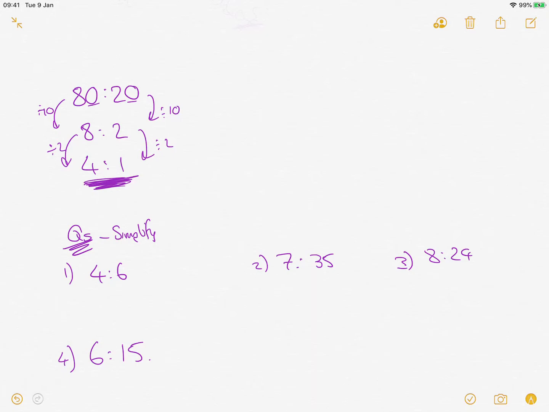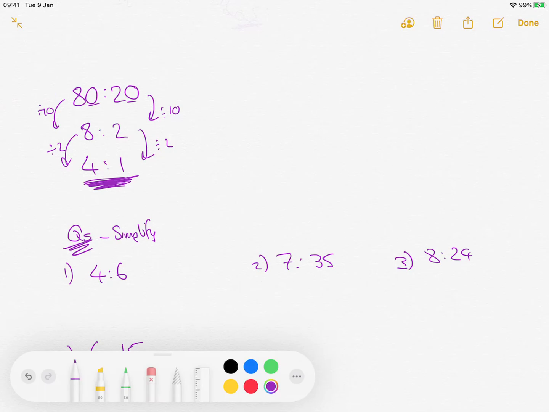Okay, can you simplify all of those? So have a go at them. Right, and then make sure you pause the video and have a go at them. Now get your red pen out.